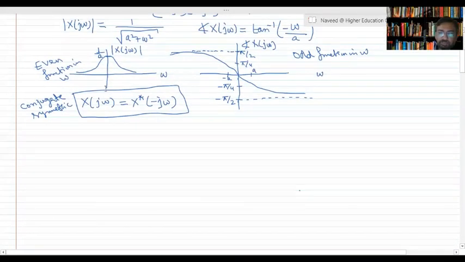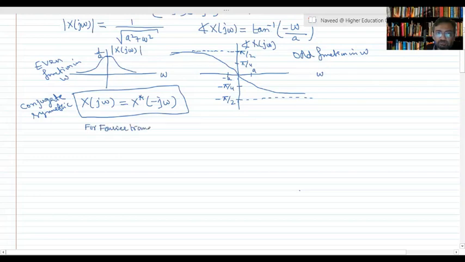So for the Fourier transform to exist, x(t) must be absolutely integrable.